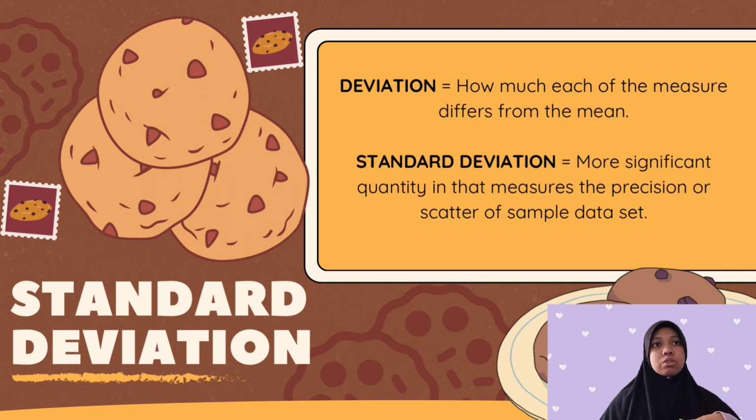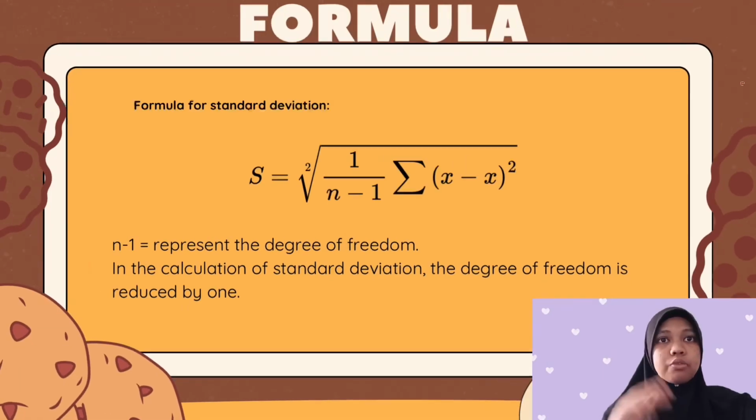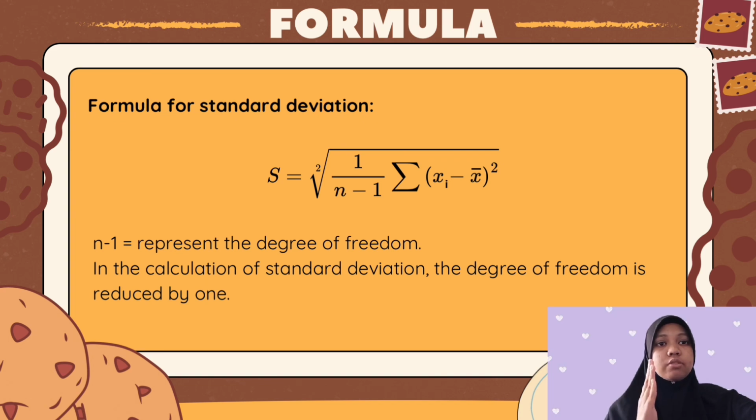Deviation is to know how much each of the measures differs from the mean, while the standard deviation is a more significant quantity in that it measures the precision or scatter of a sample data set. The formula used to find the standard deviation is: standard deviation equals the square root of 1 over n minus 1 multiplied by the sum of the power of 2 of data minus mean.